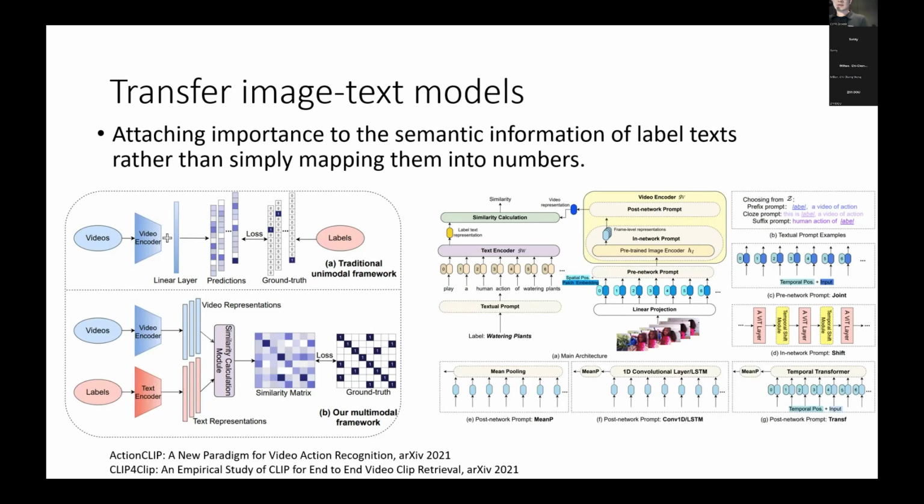They try to attach importance to the semantic information of the label text rather than simply mapping it into a number. So, based on the CLIP text model and also the visual model, they put an extra frame in there and further design the post-network, and they investigate different types of designs to see which one is more effective for video action classification. This is the type of understanding work.